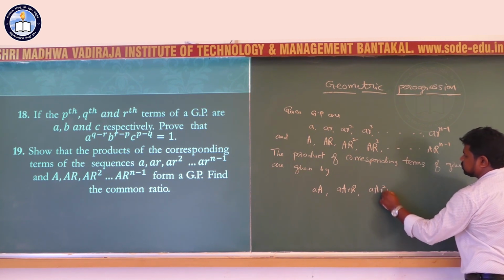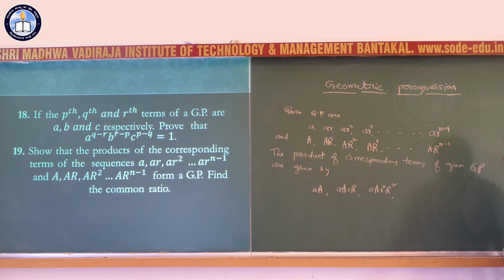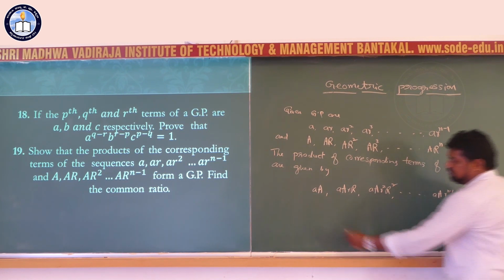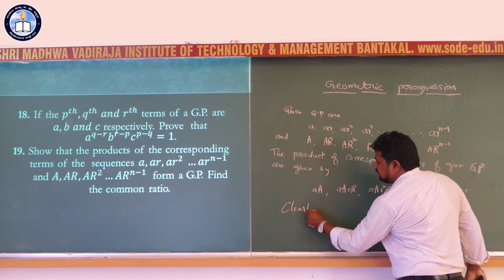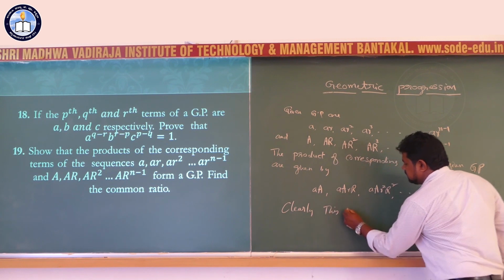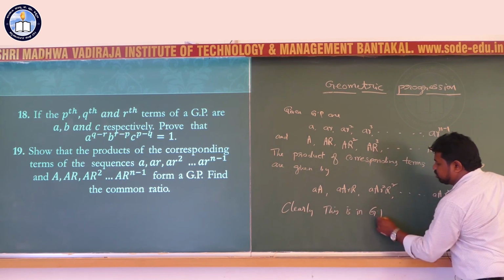A r square, that is the product of third terms, like that, A R power n minus 1, capital R power n minus 1. Clearly, this is in geometric progression.